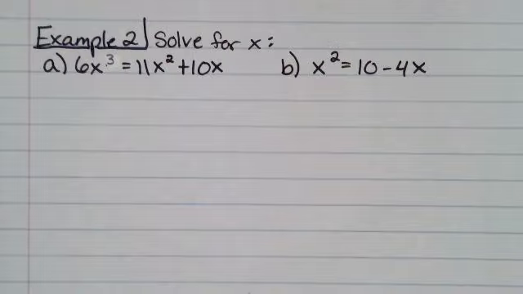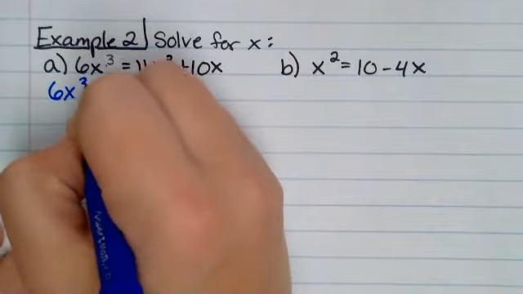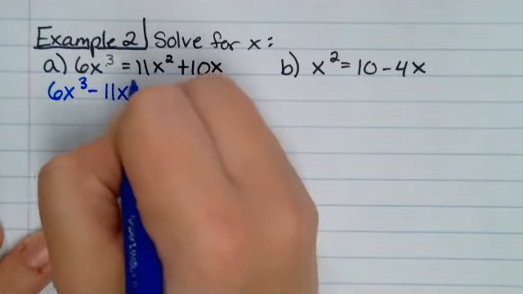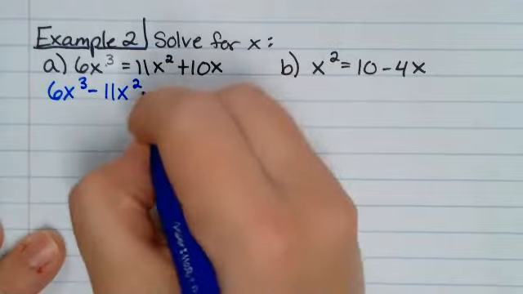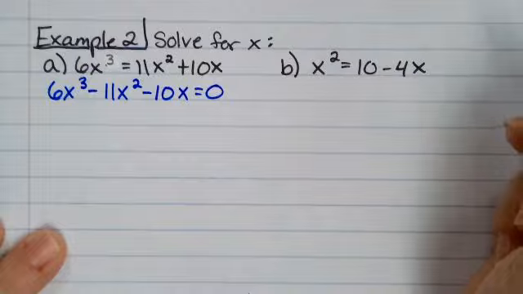Let me get a different color. We're going to subtract 11x squared on both sides. So this is 6x cubed minus 11x squared. We're also going to go ahead and subtract this 10x. So it's all set equal to 0.